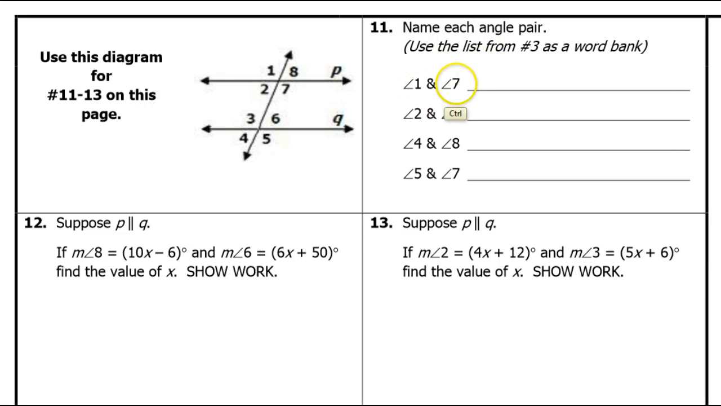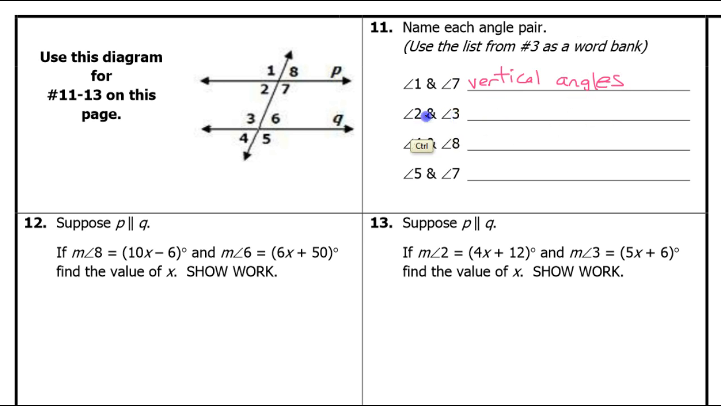So what do we got? Angle 1 and angle 7. You better know those, man. Angle 1 and angle 7 are definitely vertical angles. Don't abbreviate these. Vertical angles. When we're doing proofs, we abbreviate all these things, but this is one little spot where I need to see that you know your vocabulary, so do not abbreviate.